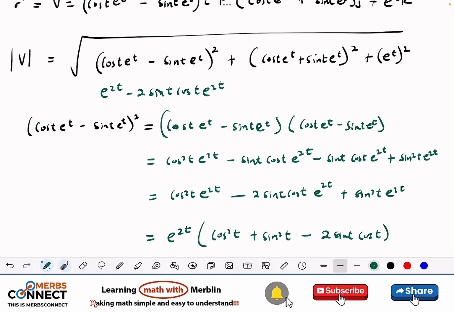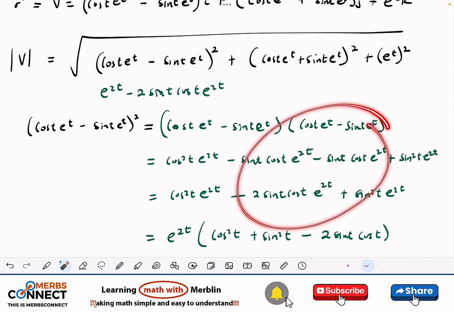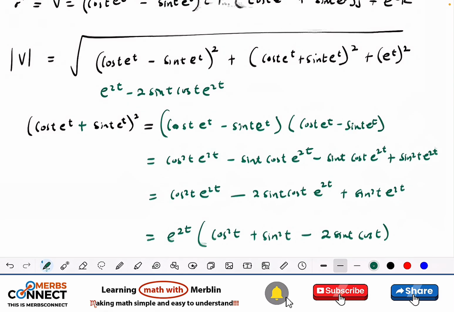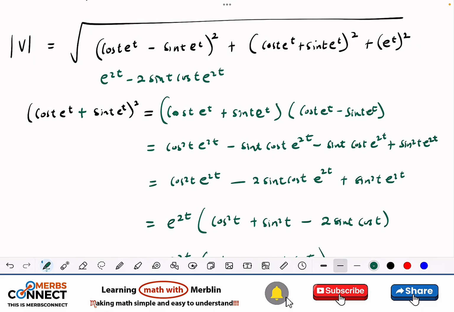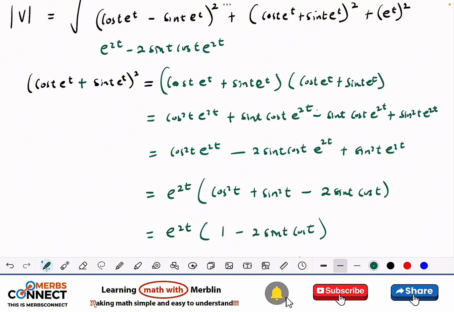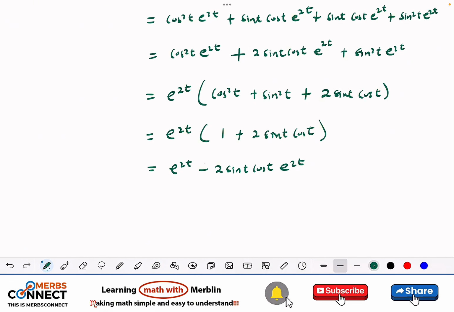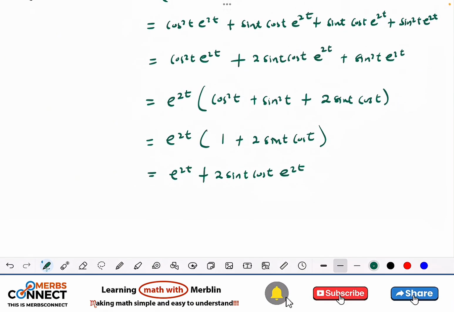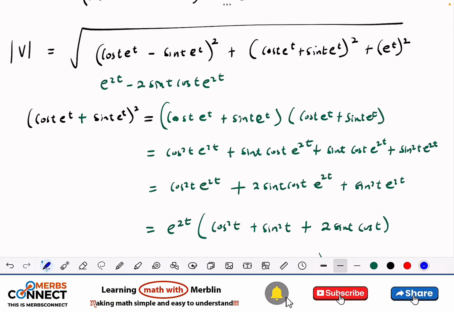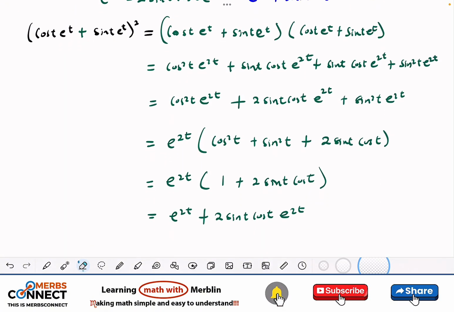Now let's look at the second term. When you look at the second term, it follows the same thing. The only thing that is changing here is the minus changing to plus. So I'll just make this one plus, and this one becomes plus, this one also becomes plus. That's all. It means that this term here too is going to give us e to the power 2t plus 2 sin t cos t e to the power 2t. Good. So that is what we've done now.